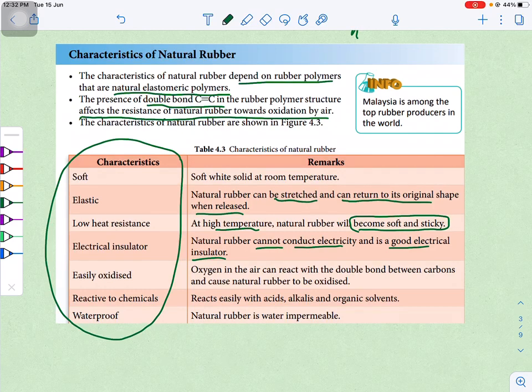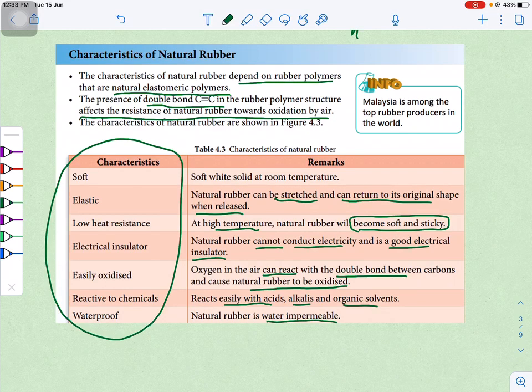Okay, penebat elektrik yang sangat bagus. So kalau you nak menghalang elektrik from flow, you can put the rubber. Easily oxidize, it can react. Which part react? At the double bond, it will react and cause the rubber to be oxidized. So ini akan menyebabkan dia bau yang agak busuk. Reactive to chemicals, easily react with acid, alkali and organic solvent. Waterproof, it is water impermeable.